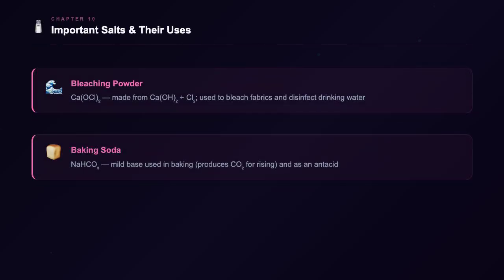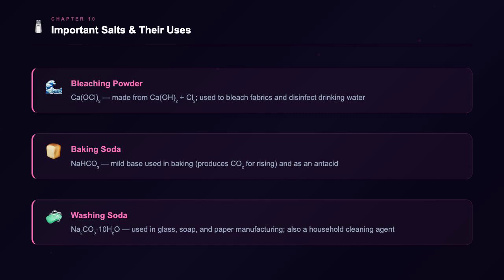Bleaching powder is calcium hypochlorite. It is made by reacting calcium hydroxide with chlorine. Bleaching powder is used to bleach materials and disinfect water. Baking soda, or sodium hydrogen carbonate, is a mild basic salt. It is used in baking and as an antacid.